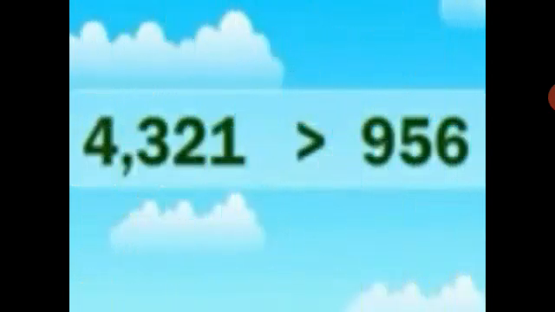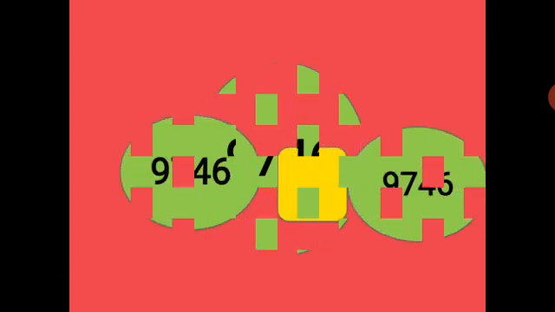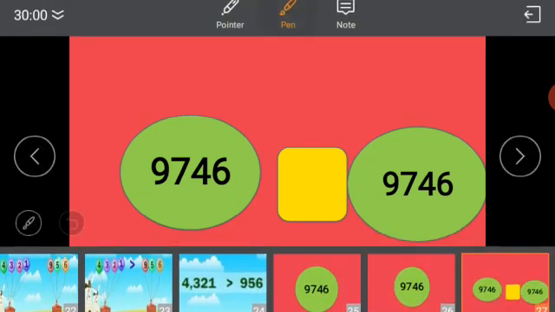See this next one. So 4321 is greater than 956. Next, compare another example. What is the number? Read this one. 9746. Very good. Next number is 9746. So compare these two numbers, 9746 and 9746. These two numbers are also 4-digit numbers. Thousands place has 9, here also 9. Here 7, here also 7. Here 4, here also 4. Here 6, here also 6. So both numbers have the same digits.